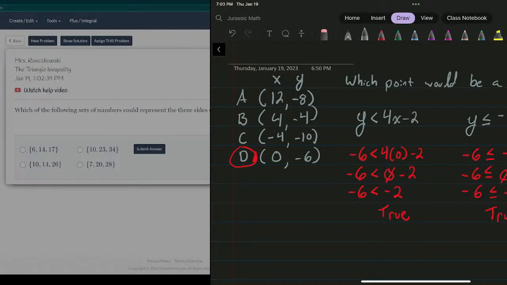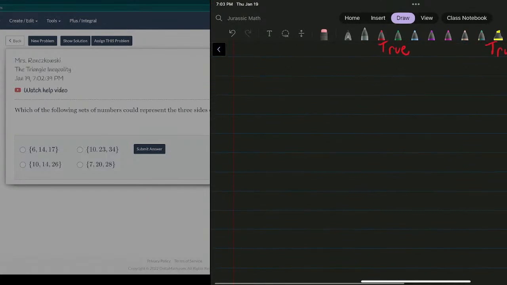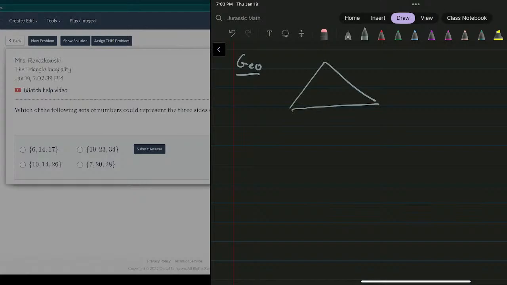So first up for geometry, I'm going to note that this is a geo question. It's asking us which of the following sets of numbers could represent the three sides of a triangle. Well, there is something special about triangle properties. If we have sides A, B, and C, if you add any two sides together, it needs to be greater than the third side. So A plus B has to be greater than C. B plus C has to be greater than A. And finally, C plus A has to be greater than B. That's all you're looking for.